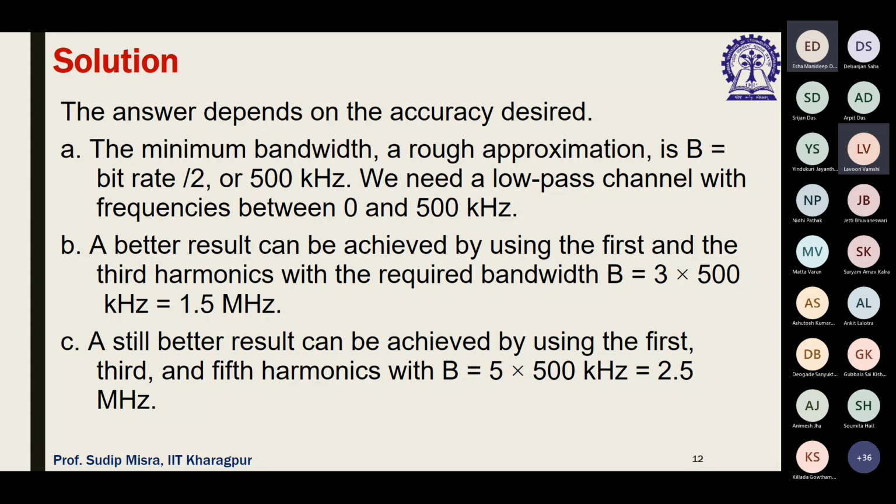Now there are some better approximation mechanisms that are also there in your book, that can be achieved by using the first and the third harmonics with the required bandwidth. So B is going to be not n by 2 but 3n by 2 and 5n by 2. So n by 2 is the first harmonic. Through better approximation, you can have B equal to 3n by 2, which will be 1.5 megahertz, and 5n by 2, which is going to be 2.5 megahertz.